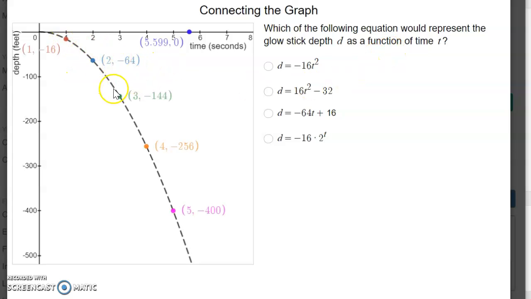Well, what do you expect? Since this is a parabola that is opening down, you would expect it to have a negative leading coefficient. The number in front of the squared variable will be negative. So that rules out the second possibility. So we're just left with the first, third, or fourth. Okay, what else do we know? When t is equal to 0, what was the distance? It was also equal to 0.